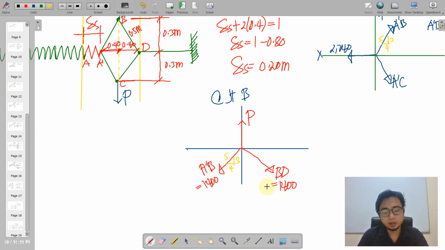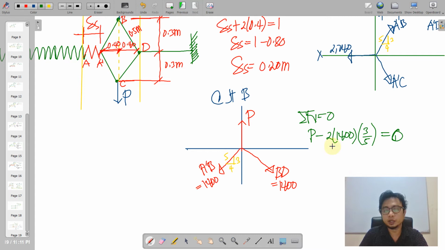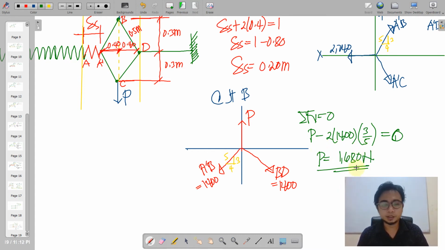Okay, so by summation forces vertical, we have upward P minus 2 times 1,400, and these are just component of the vertical, and that is to be multiplied by 3/5, and those are equal to 0. So finally P is equal to 1,680 Newton. Okay, so this is the answer. So the value of P is 1,680.